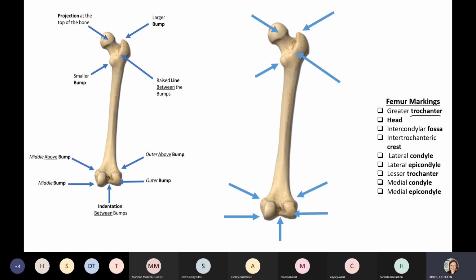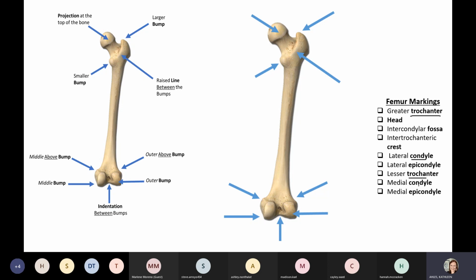So maybe we're going to look for a bone marking that is a condyle. Maybe we're going to look for something that's a trochanter. We're going to look for something that's on your word list. And as long as you know that this word means a hole, or this word means a projection, you can apply what you know to answer that question.